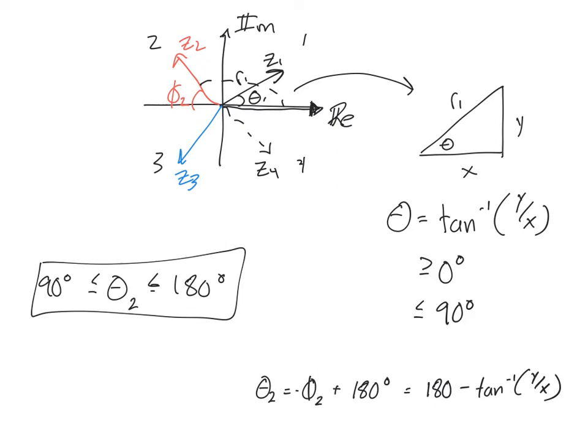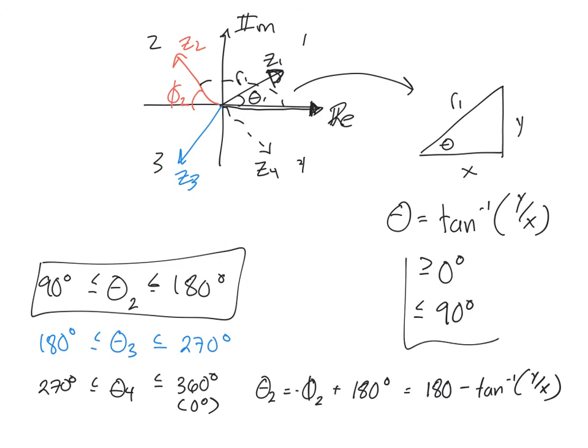Okay. Likewise, for theta 3, we know that it's going to have to be somewhere between 180 and 270 degrees. And then finally, for theta 4, it's going to be something less than 360, but greater than 270. Of course, 360 also being 0 degrees again. So it's always important to note what quadrant your complex number is going to be in before computing your angle, because a very common mistake I often see is everybody will quote me the smallest angle, which may not be the correct angle.